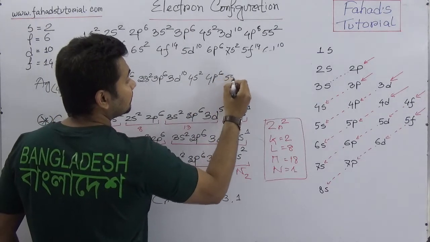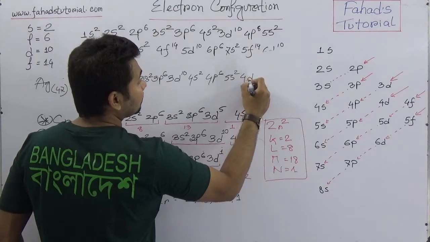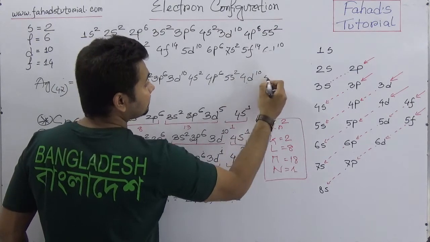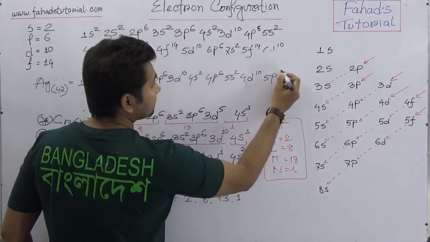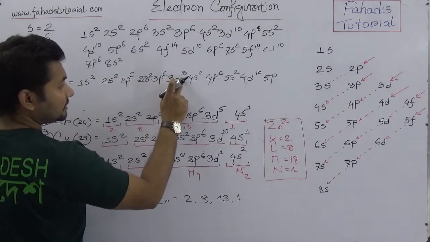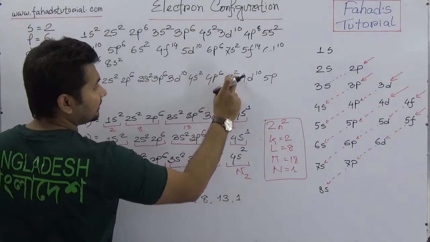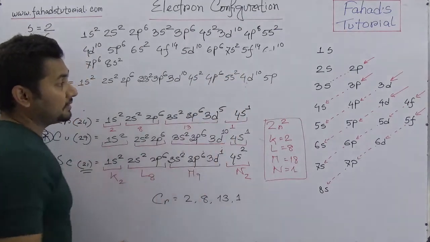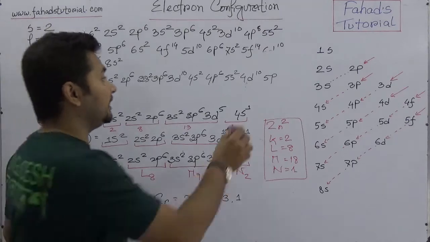4p6, 5s2, 4d10, 5p, okay, let's see: 4, 10, 12, 18, 28, 30, 36, 38, 48. So here there is again one thing, that is 48.